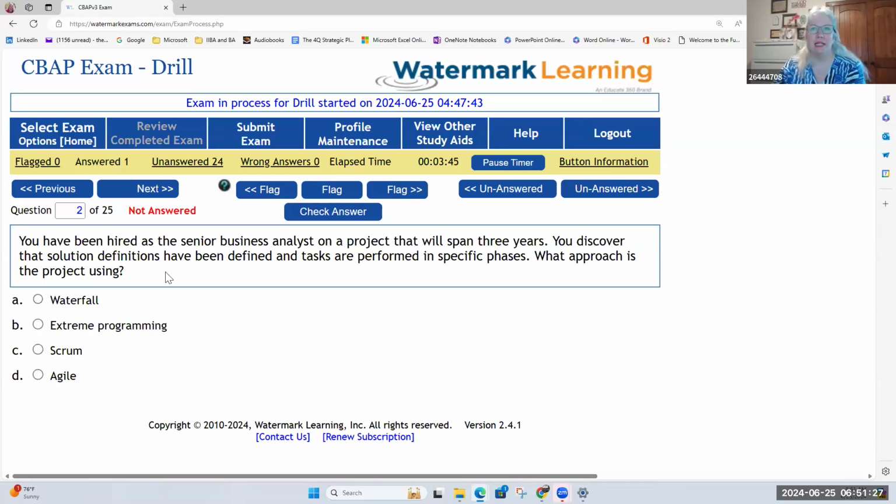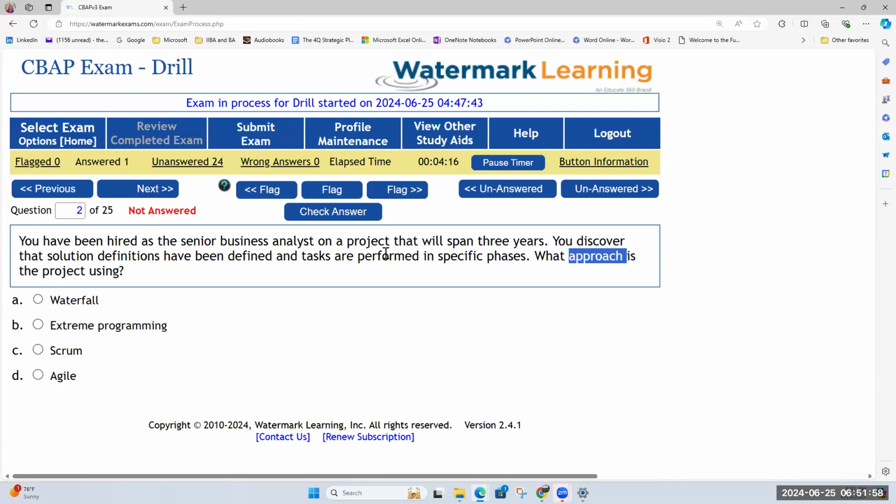You have been hired as a senior business analyst on a project that will span 3 years. You discover that solution definitions have been defined and tasks are performed in specific phases. What approach is this project using? This is not from chapter 3, this is from chapters 1 and 2. We're talking about the approaches. Approaches in the BABOK are kind of coded. Is it waterfall, extreme programming, Scrum, or Agile? Which one is it? D as in dog, agile.